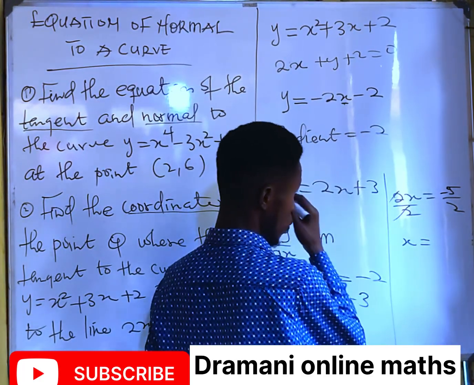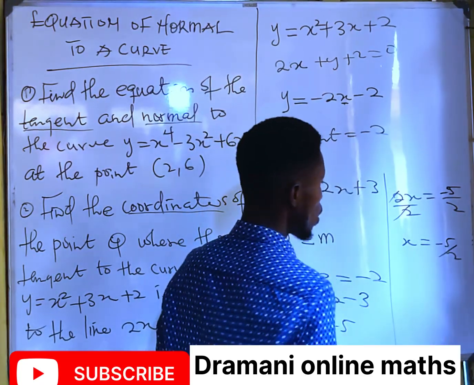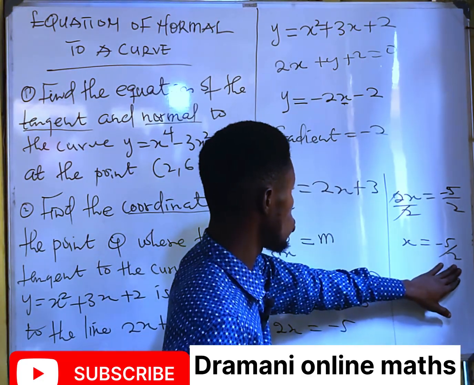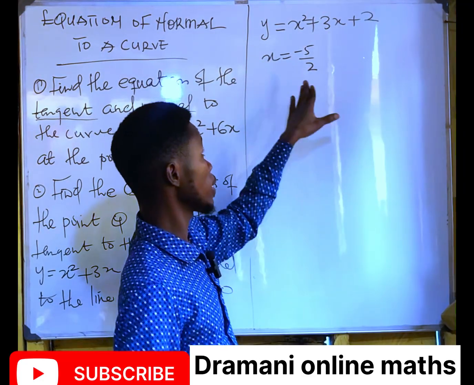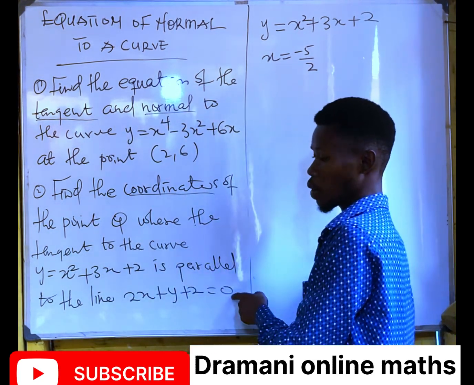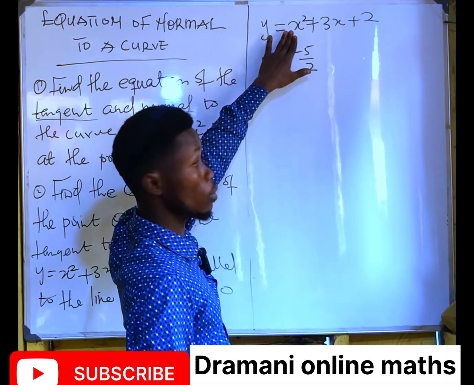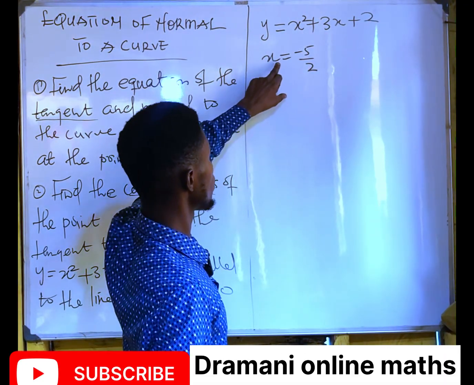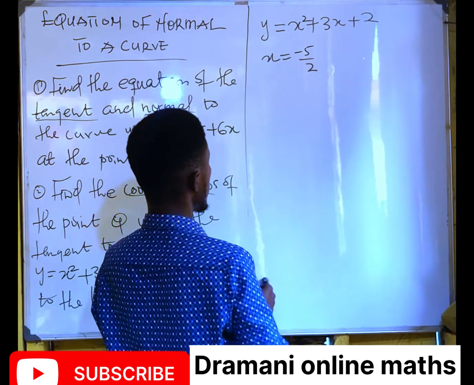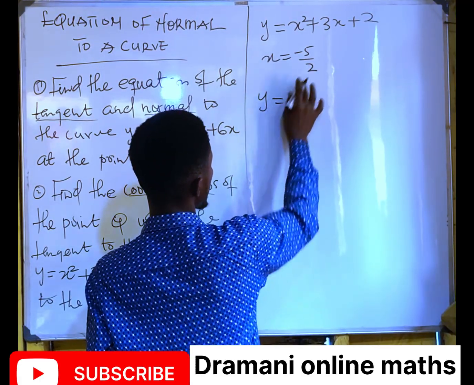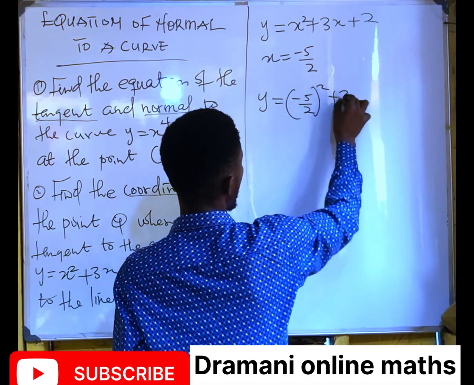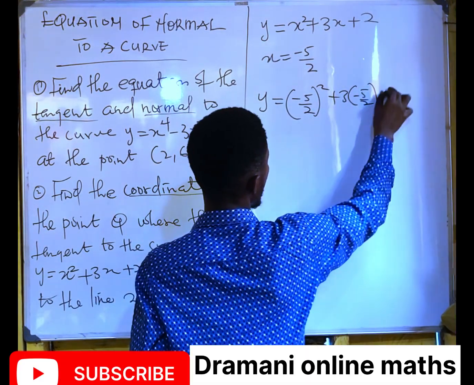So we have 2x equals negative 5. X will be negative 5 over 2. We are interested in the coordinates. Now that we have our x to be negative 5 over 2, I have cleaned the line which says 2x plus y plus 2 equals 0, because I don't need it anymore. We are just interested in finding the coordinates of the curve. Once I have the x, all I need to do is to substitute it here. So that will be negative 5 over 2 squared plus 3 times negative 5 over 2 plus 2.